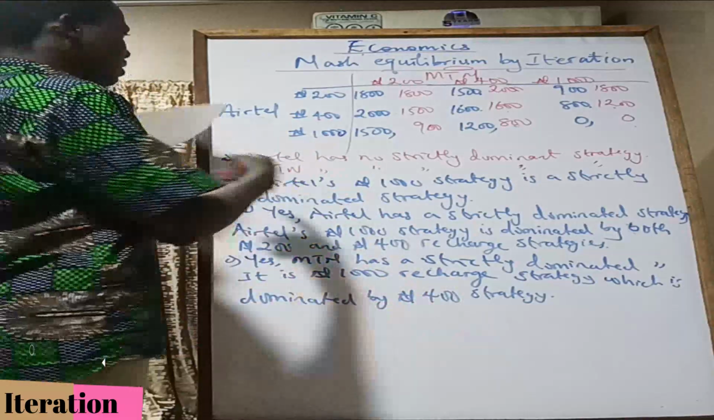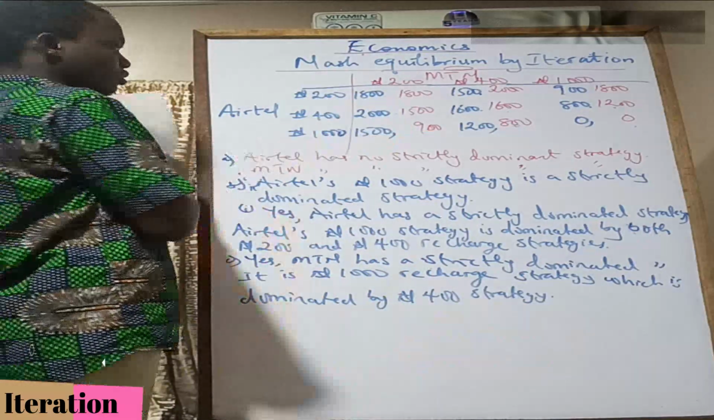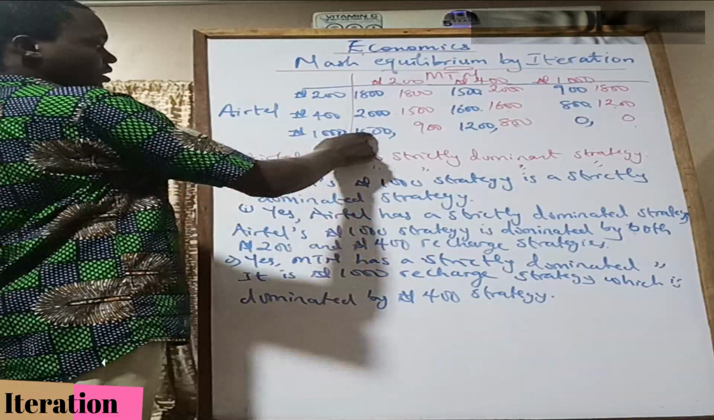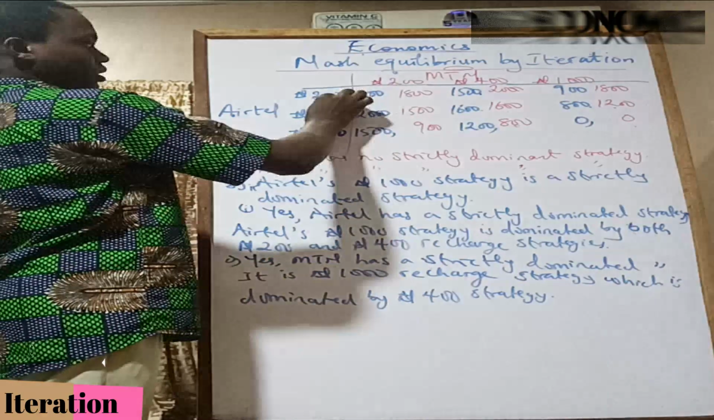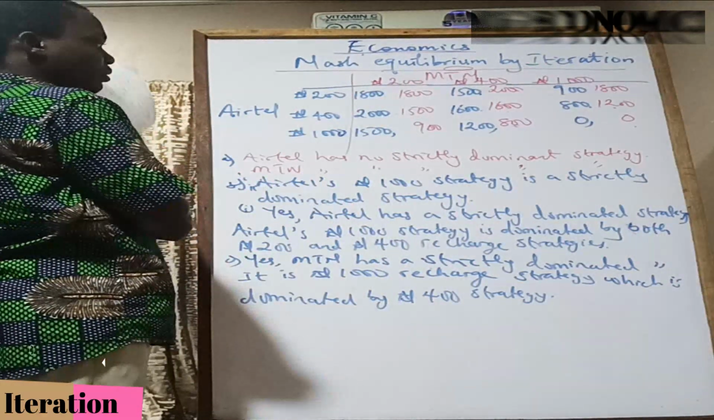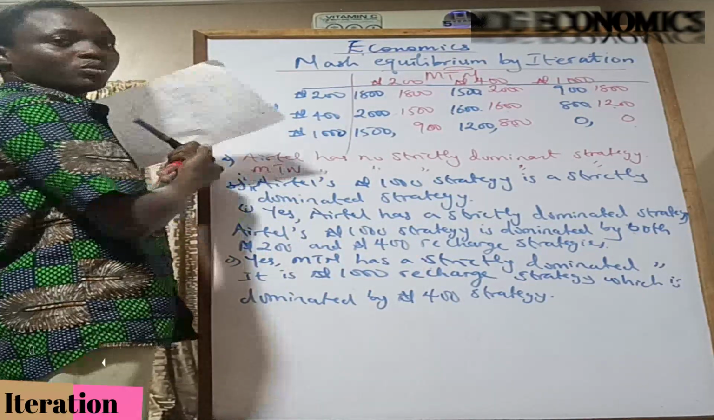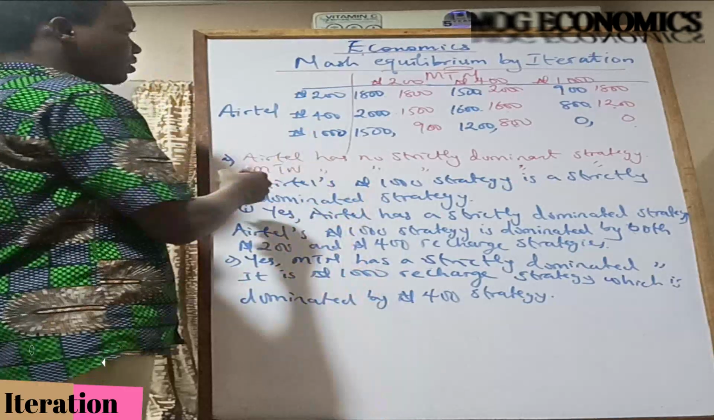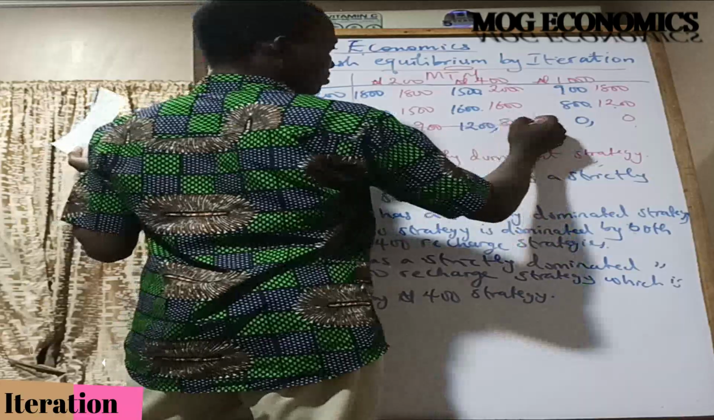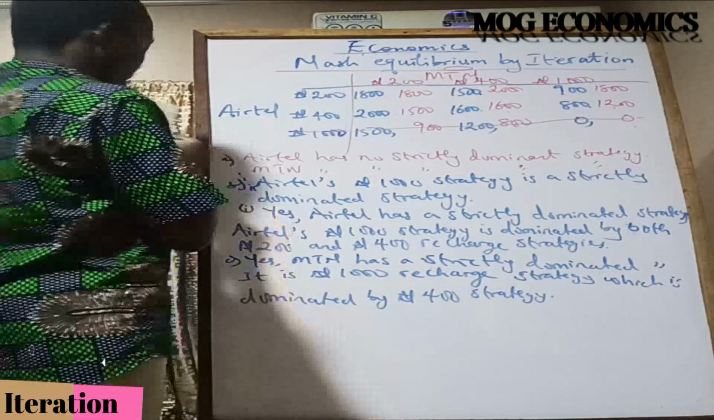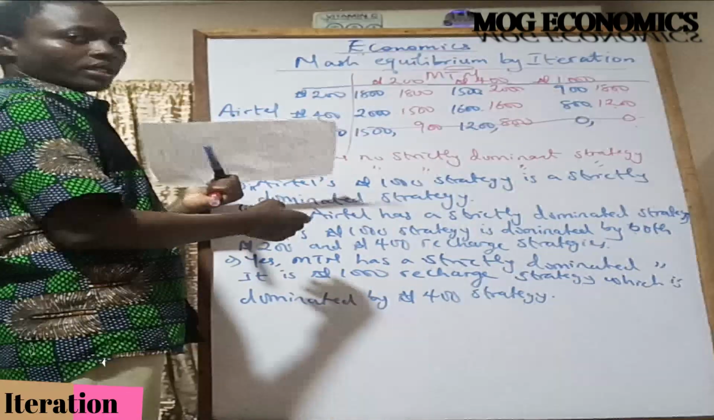All right, let's assume that Airtel is the one that wants to go first. We've established that this strategy is strictly dominated by the other strategies. So Airtel will never play the strategy. Why should they play the strategy that is its weakest? So if Airtel is not playing the strategy, this is ruled out for Airtel.